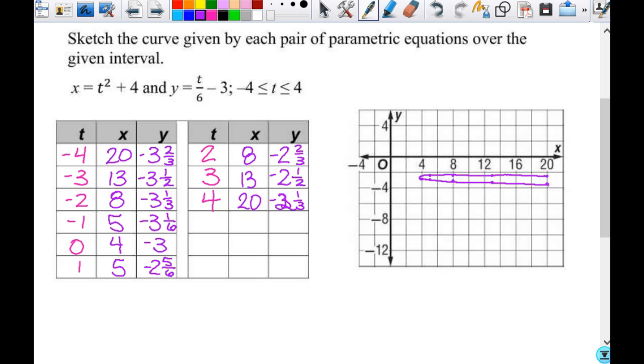Mine shifted up a little bit, but I didn't want to start over, so you get the idea. Now, we need arrows, right? We started on the bottom half or the top half? The bottom half. Here we were when t was negative 4, or whatever t is, it's not necessarily time. And then it went like this.